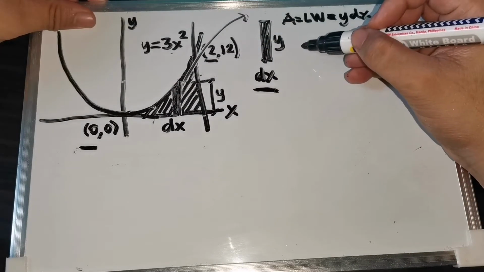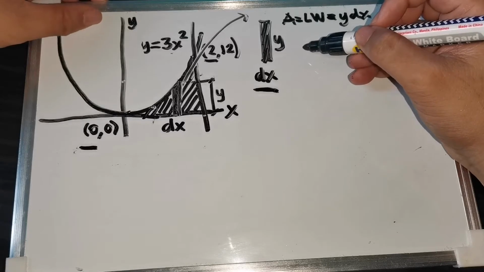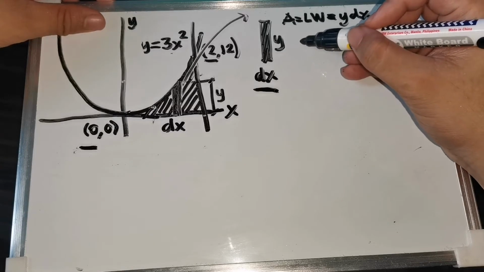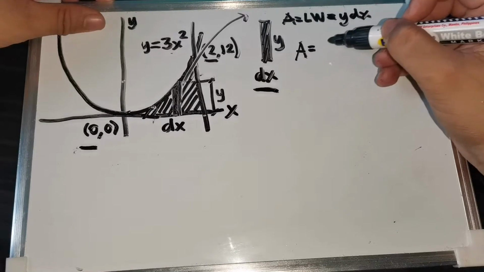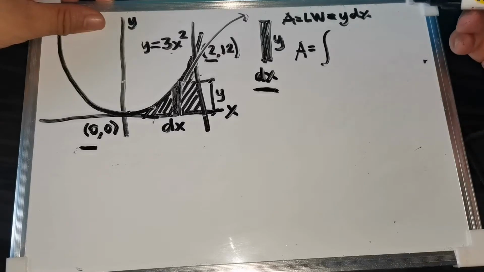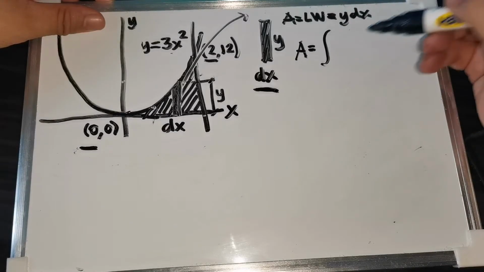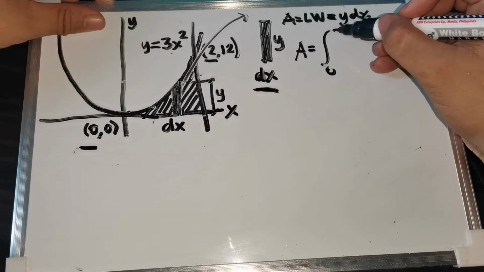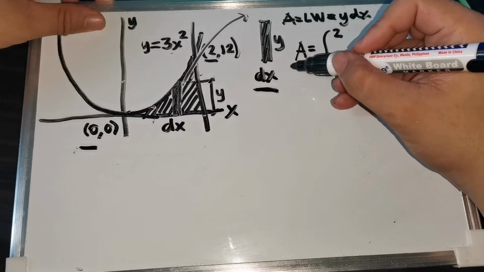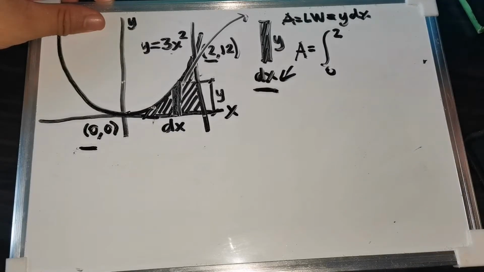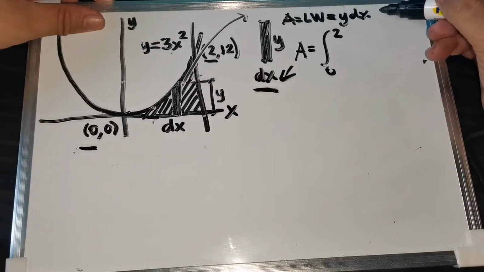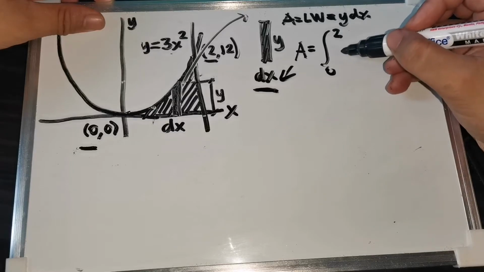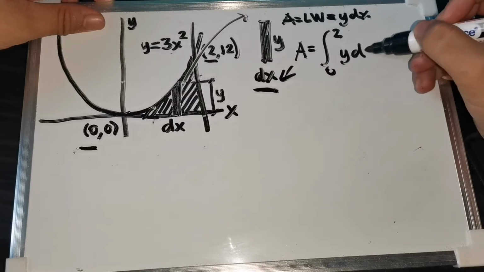So let's apply now the concept of integral in finding the area. Your A will now be equal to, what will be your lower and upper limit? That will be 0 to 2, with respect to dx. Now, applying the concept of area in geometry, this will be equal to y dx.